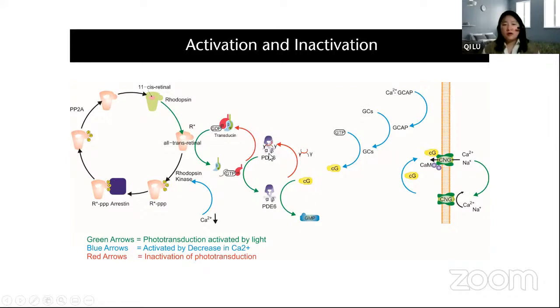The cycle of the PDE6 is that it can be activated by the transducin function to hydrolyze cyclic GMP, and with the beta subunit of transducin and the conformation change of the alpha subunit of transducin, it can go back to binding to the gamma subunit of PDE6.